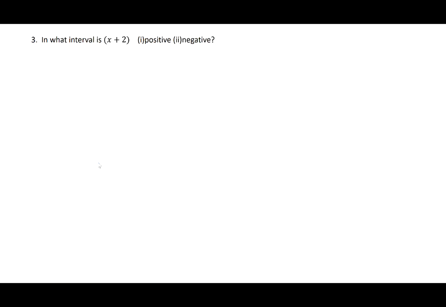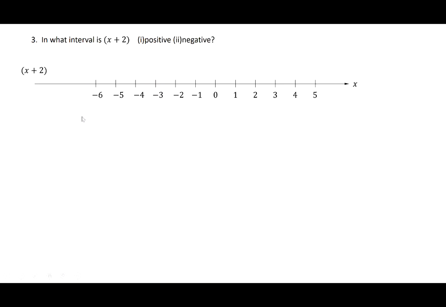What's up with x plus 2? Where is it positive? Where is it negative? With an intention of finding out the absolute value of x plus 2. Again, we'll do the same thing. Set x plus 2 equal to 0 and solve for x. You get negative 2. Put a big vertical bar. To the left negative and to the right positive.